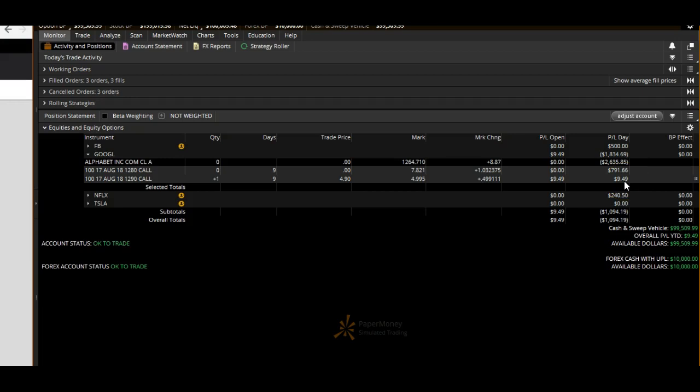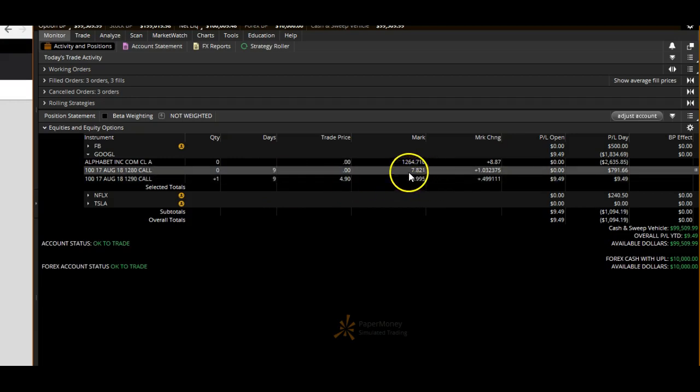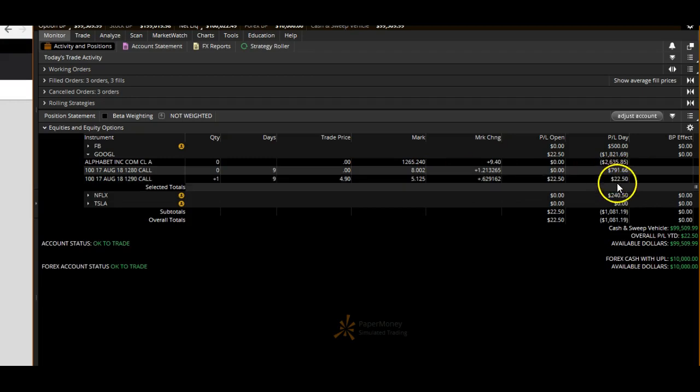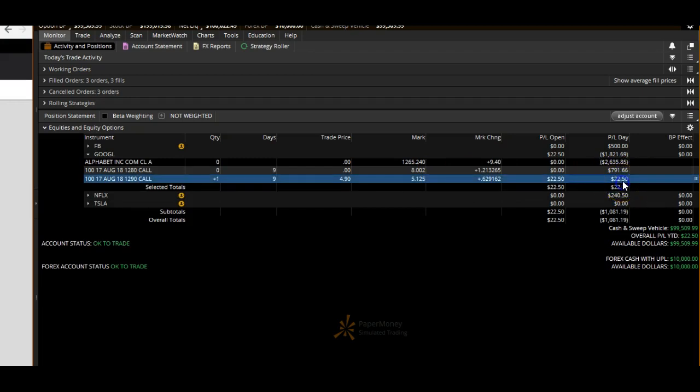Bear in mind, this option expires in 9 days, so we still have 9 days to wait for this option to actually increase. It could double, it could triple, it could quadruple, and you know what? Unfortunately, it can go down. Right now, it's just moved from $4.90 to $5.13. We have just made $22.50.